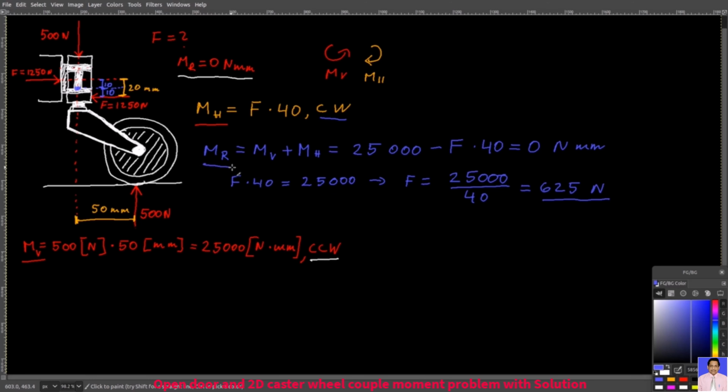The resultant moment will be 0 Newton millimeters in the first case, and also in the second case, where you have 25,000 minus F times 20, where F equals 1250 newtons. In that case, your resultant moment would also be 0 Newton millimeters. And that's why in these kind of statics problems, we don't have to specify the point about which we are taking our couple moment. Thank you very much.